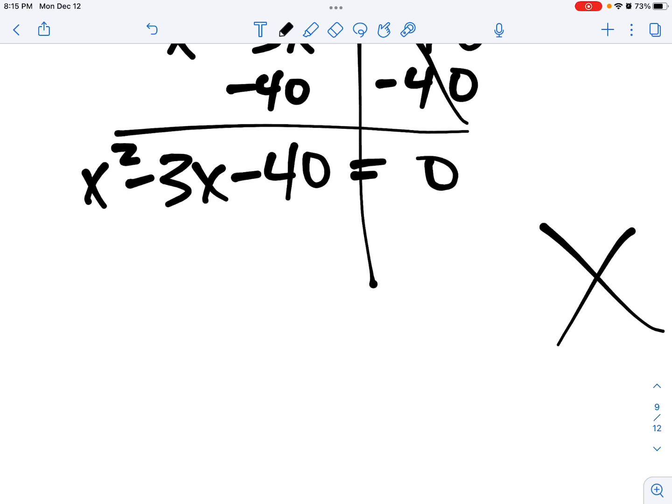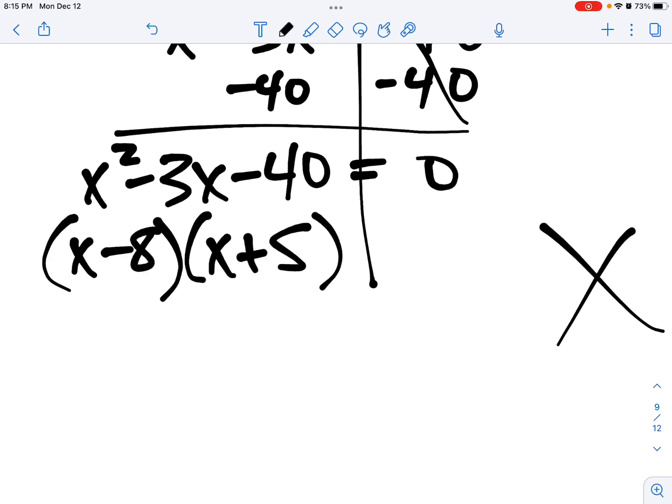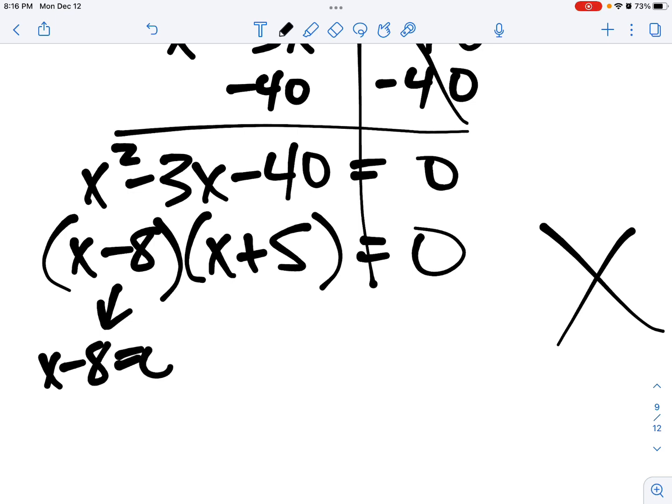I'm going to get it factored. And when you get it factored, you end up with x minus 8, x plus 5. You can check my work if you want to with the answer key. Now I need to equal both of these to 0. X plus 5 equals 0.